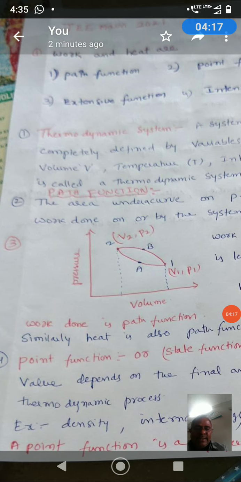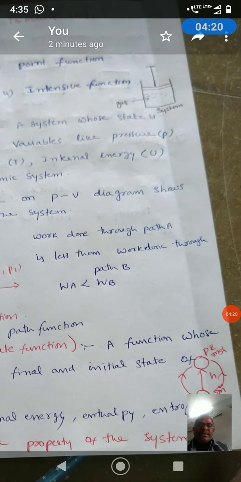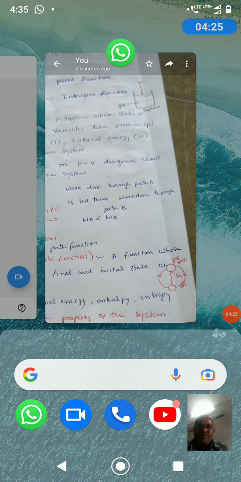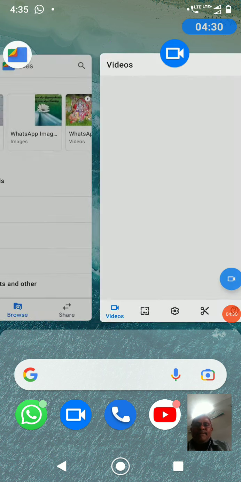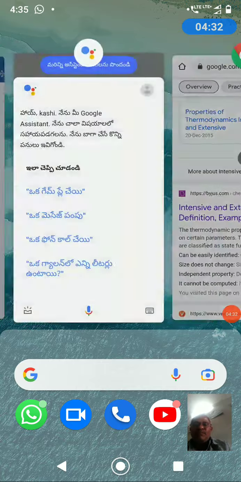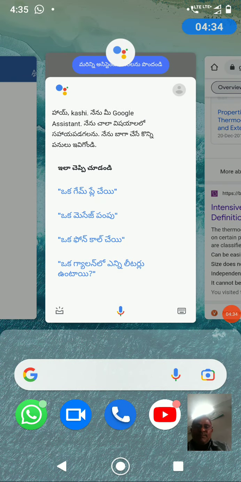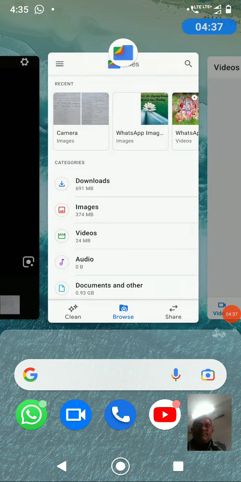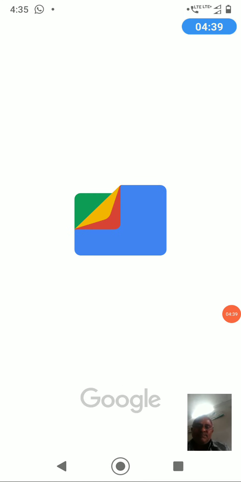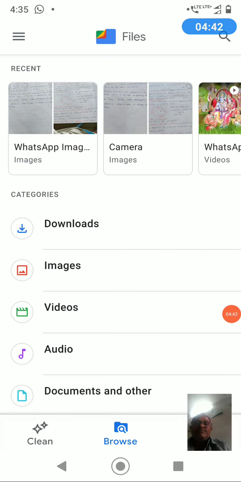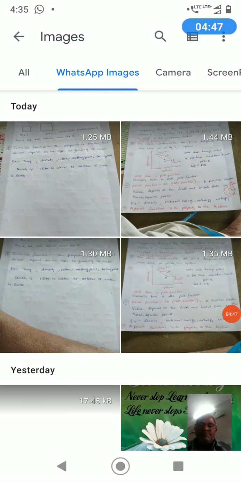A point function is a property of the system. You have to know, a point function is a property of the system. You observe this.